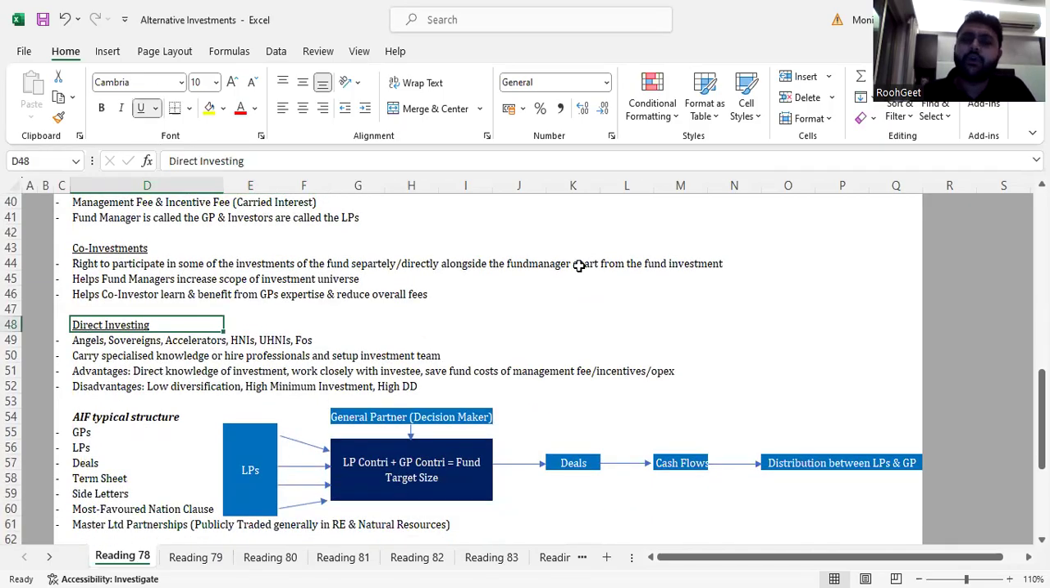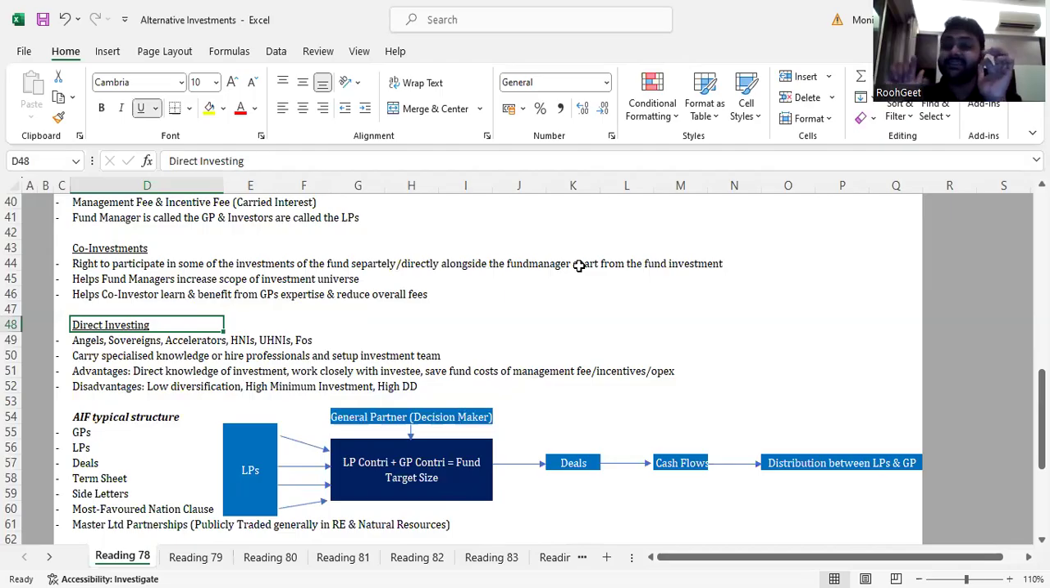Direct investing is what? Something which you see in Shark Tank, right? That is nothing but direct investment. There is no fund set up there. So: angels, sovereigns, accelerators, HNIs, ultra HNIs, family offices. Angels are supporting the business with money from the very start. Sovereigns, large sovereign funds or large governments, like to invest, like to grow their money, right? Accelerators, what are accelerators? They are somewhere between angels and venture capitalists.